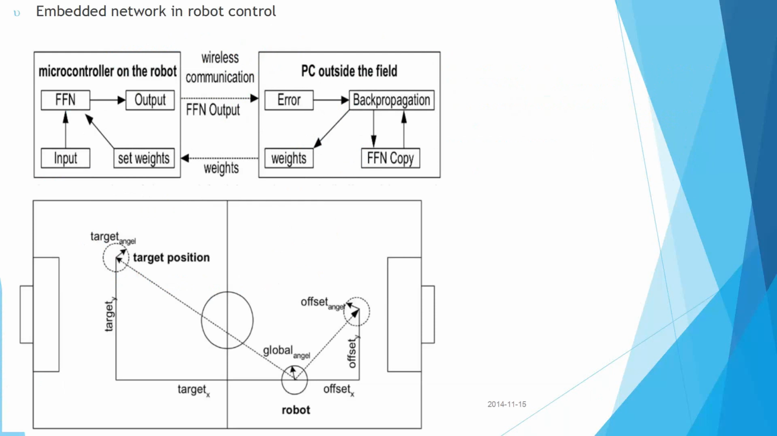Here is an example of how the backpropagation learning algorithm is applied in robot control. This is the separation of the actual feed-forward network. As we can see, when the robot gets input, the input goes into the feed-forward network, and we get output. The output goes to the PC to calculate the errors, and we use backpropagation to get the new weights. And the new weights go to the feed-forward network.